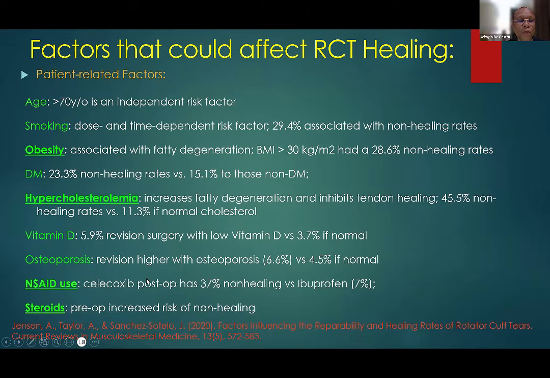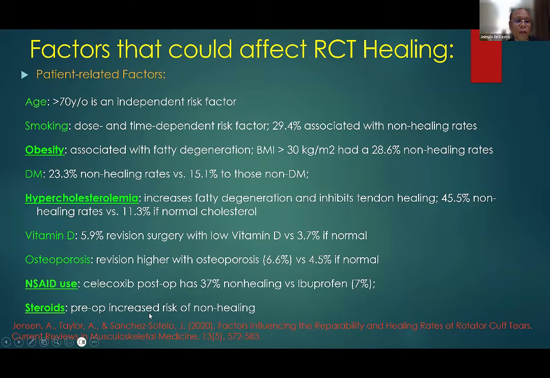The use of anti-inflammatory drugs. This one is a COX-2 inhibitor. If you give it post-op, there is 37% non-healing versus ibuprofen, which is only 7%. So again, the choice of medications is also important in helping the patients heal.